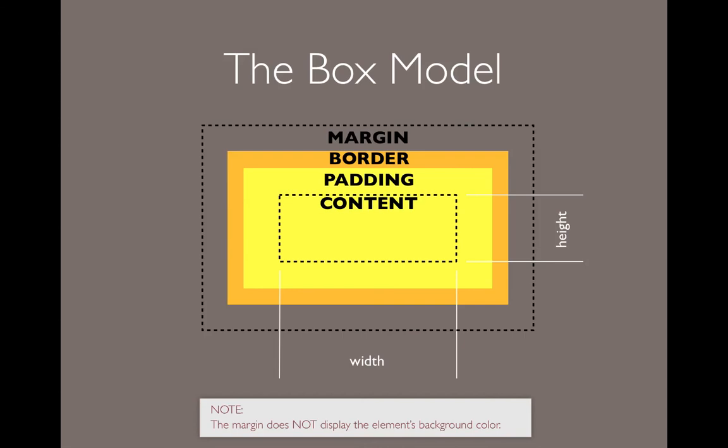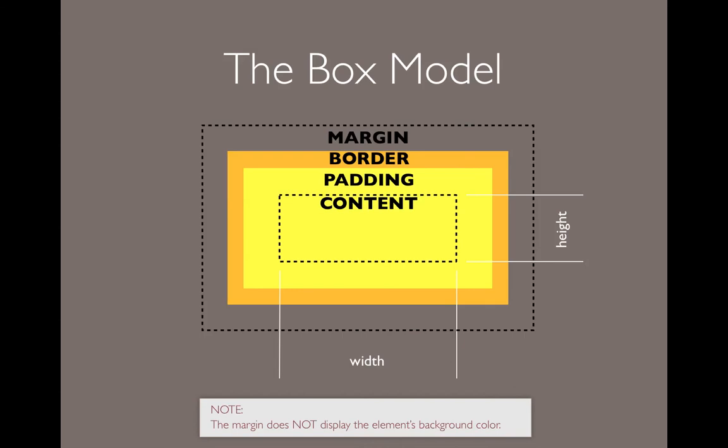Every block level tag, and I'll go into that in just a little bit more detail in a moment, but every tag for right now has content at its very core. We know this. It also has width and height, and you add padding around the content. You add a border, if you want, around the padding, and you finally surround it all with a margin.